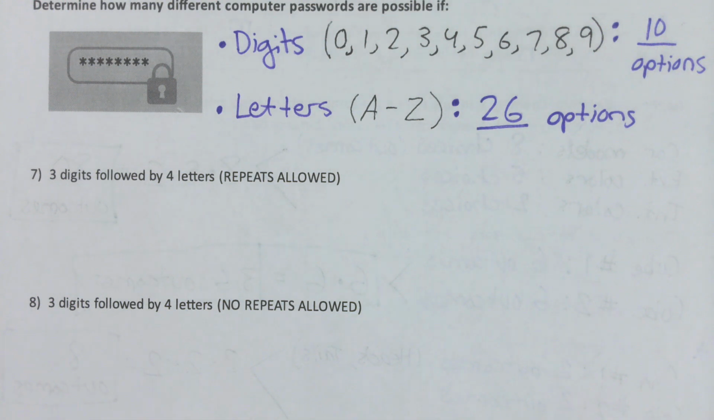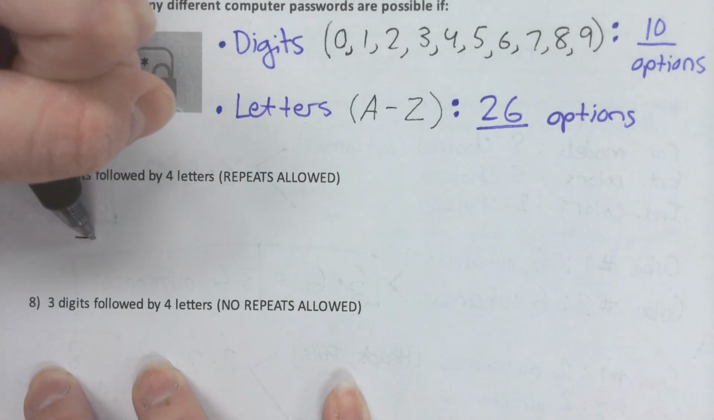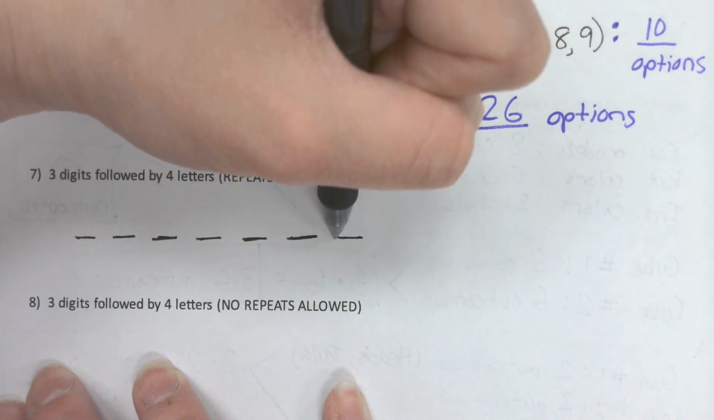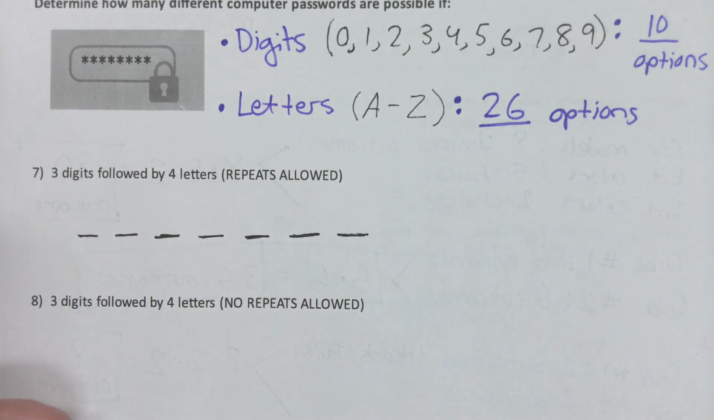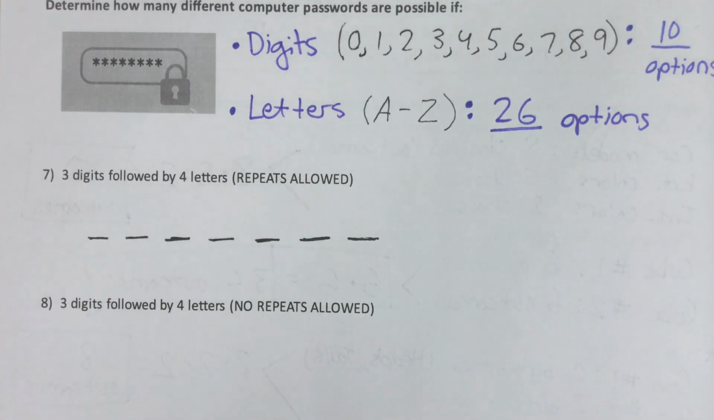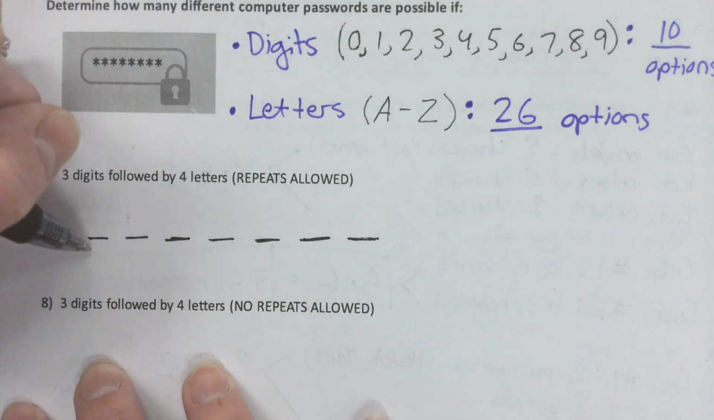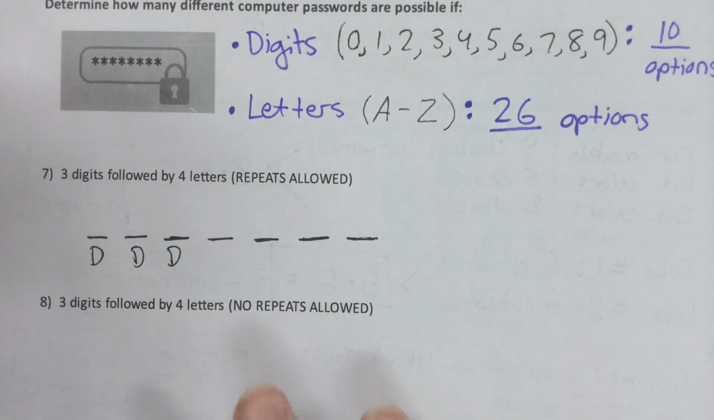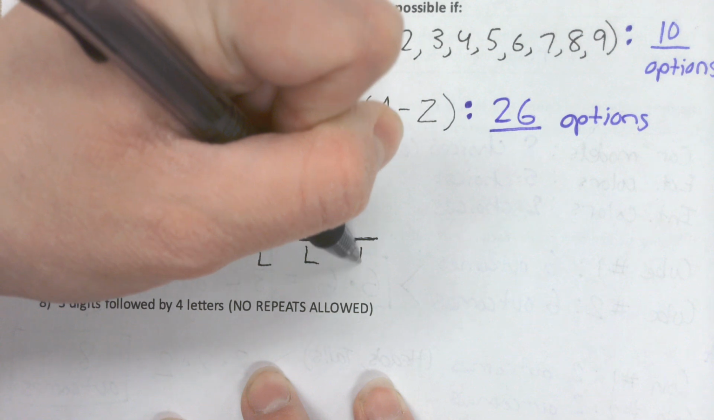We want to create a computer password that has 3 digits followed by 4 letters. That's our criteria. So let's create a template for this password like we're trying to fill it in. I'm going to make 7 blanks. The first 3 blanks must have a digit, so I'm going to put a D under the first 3. The next 4 have to be a letter, so I'm going to put L's under those.